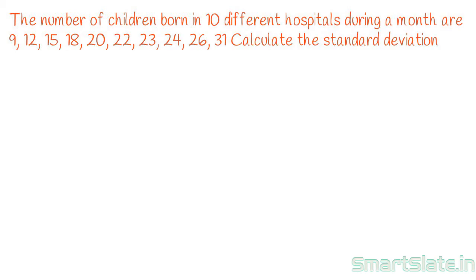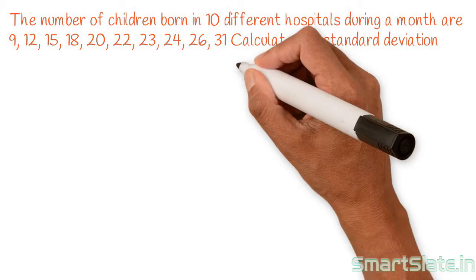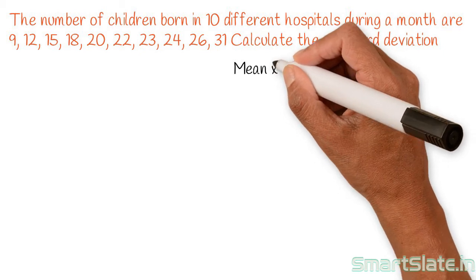The number of children born in 10 different hospitals during a month are 9, 12, 15, 18, 20, 22, 23, 24, 26 and 31. Calculate the standard deviation. Prepare the table. You have to list all the scores, respective deviation from the mean and square of each deviation of scores. Before preparing this table, let me calculate the mean.